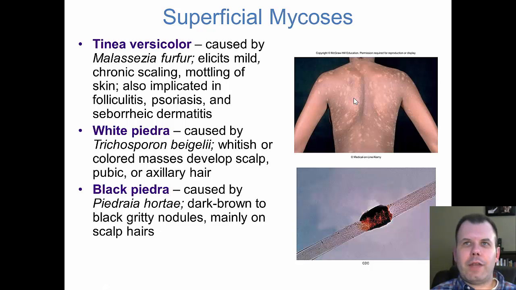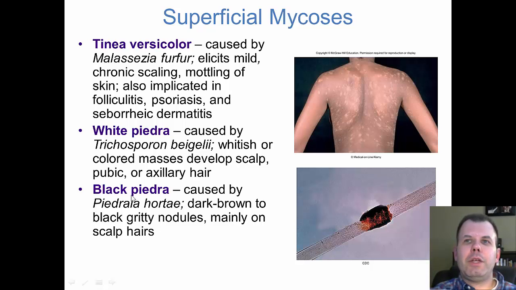And again, it's not uncommon for this, and this is due to a fungal infection. Now, another one is white piedra, which is caused by Trichosporon beigelii, which forms whitish or colored masses that develop on the scalp, pubic or axillary hair. So you might see these white masses growing in different spots that cause a discoloration of the hair.